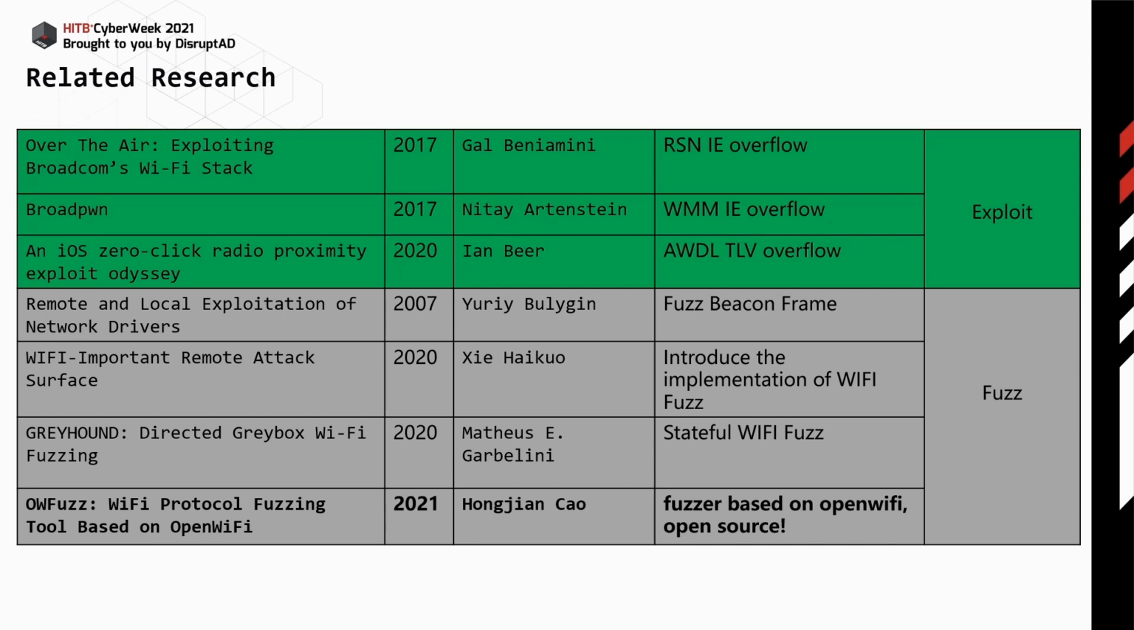Here I highlight the research of OWFuzz. OWFuzz is a Wi-Fi protocol fuzzing tool developed based on the Open Wi-Fi platform. After research and comparison, I found that OWFuzz should be the best Wi-Fi fuzzing tool in the open source community. Wifi-hunter introduced in this speech is based on OWFuzz.